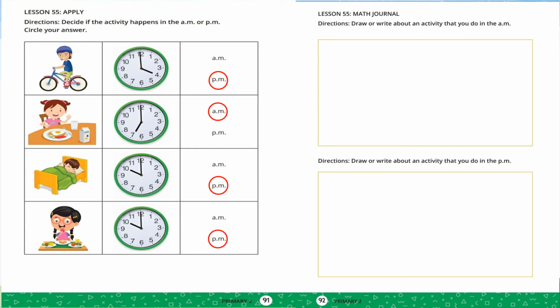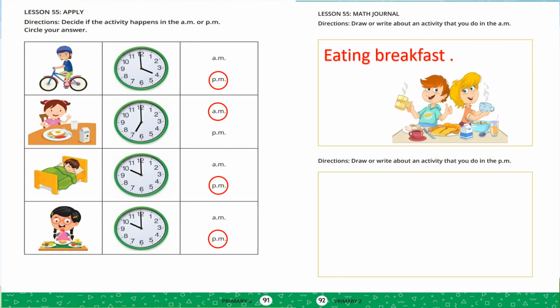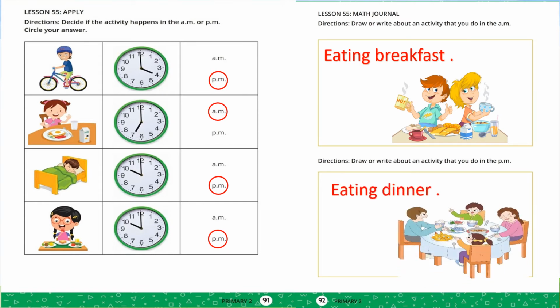The next page, our math journal. Draw or write about an activity that you do in the AM. Eating breakfast. Number 2, draw or write about an activity that you do in the PM. Eating dinner.